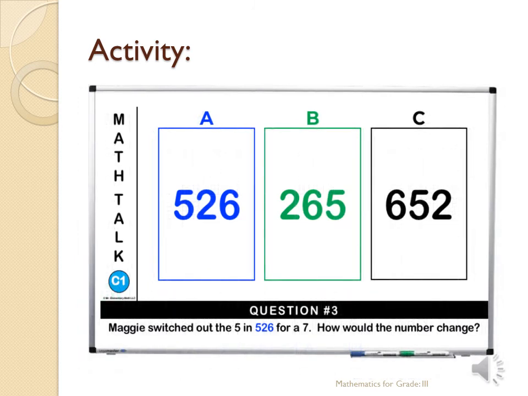Now, the third question is about Maggie. Maggie is the name of the student, so don't be confused. Maggie switched out the 5 in 526 for a 7. How would the number change? Now, focus on column A. You can see 526. If 5 is replaced with 7, what difference comes in? Write it down on a piece of paper.